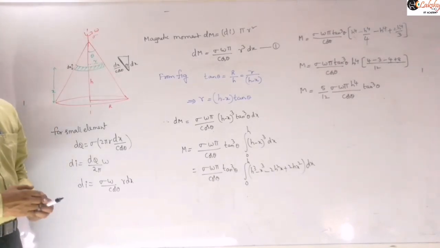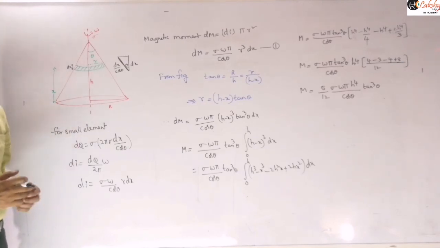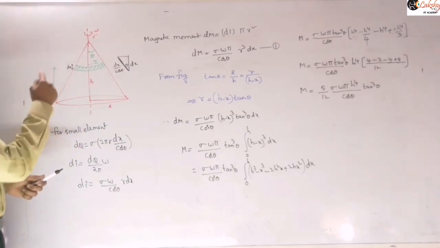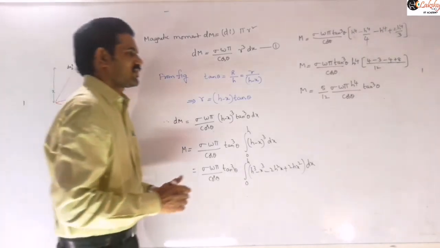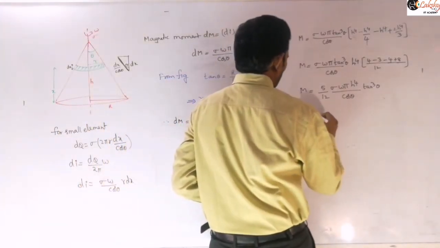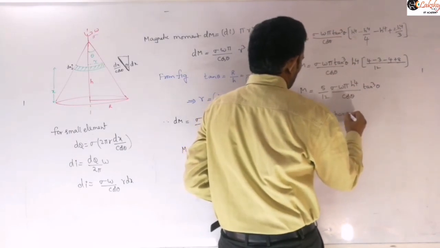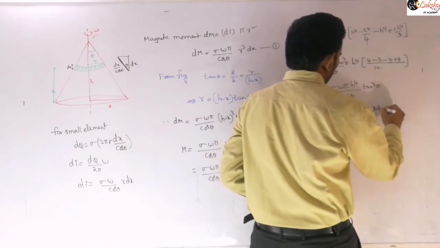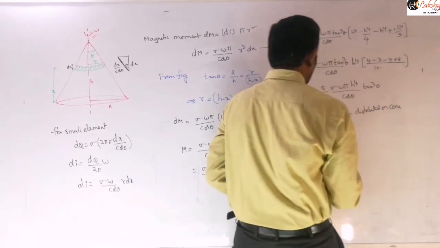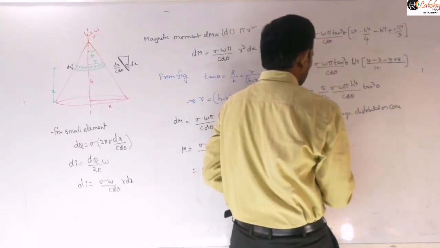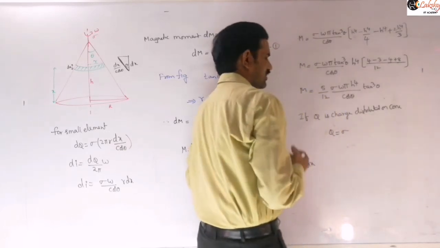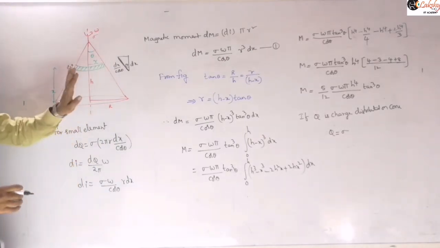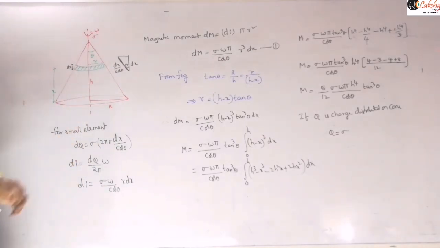And suppose sometimes they will give, instead of giving that sigma value, they will give the q value, then you can convert there, that q will be distributed on this. So then in that case what we can write is, if q is a charge distributed on the cone, therefore that q value you can write as sigma into that surface area, that means only the curved surface area of this cone you need to write there.